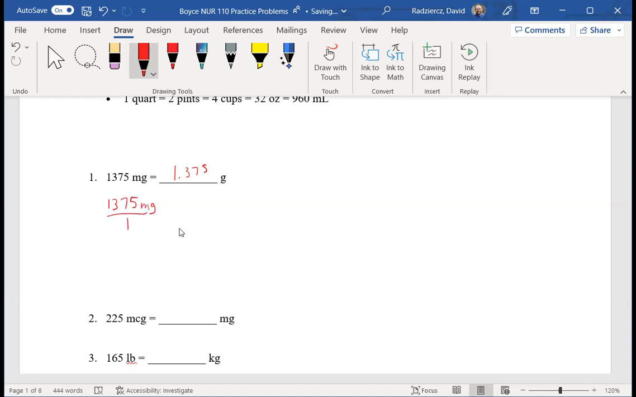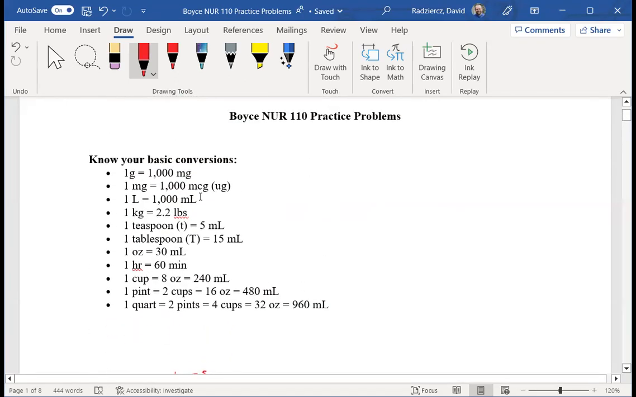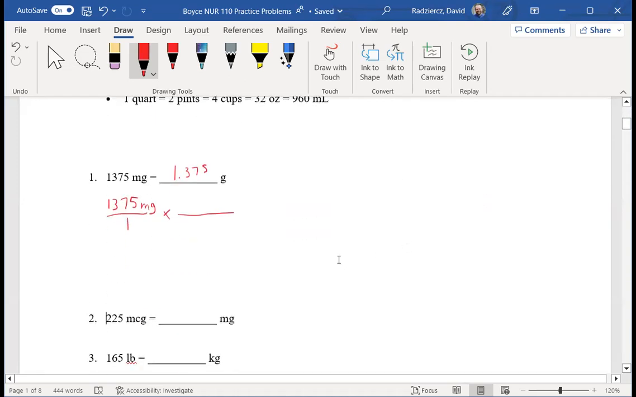And I'm going to create a conversion factor to convert this from milligrams to grams. In order to do that, I need to already know that there is a way to convert milligrams to grams. If we scroll up to the beginning of this, we can see that 1 gram is 1,000 milligrams. So that's how they're related. Okay, so I'm going to come back here.